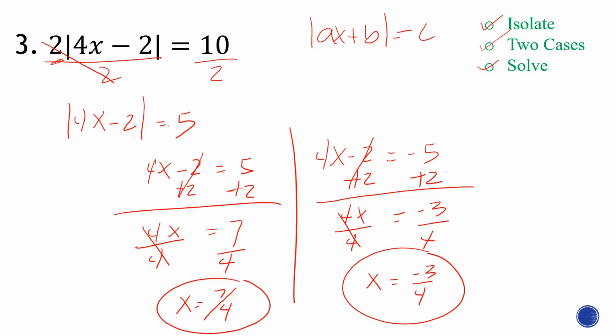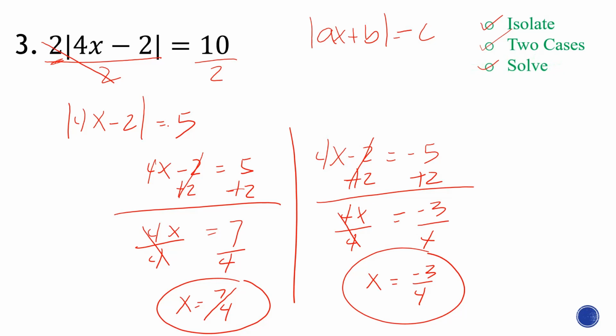Add 2 on both sides. Cross out negative 2 and positive 2. 5 plus 2 is 7. And then finally divide by 4. On the right side, we add 2 on both sides. That would be negative 3 on the right. Bring down 4x. And then finally divide by 4 on both sides. That will give us x equals negative 3 over 4. Okay, let's go to the next one.